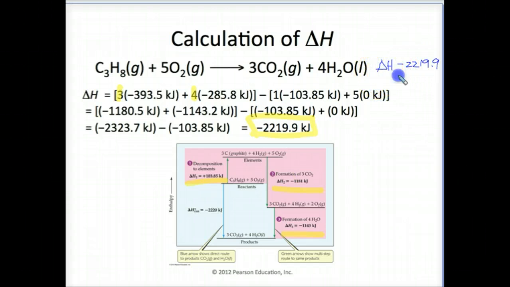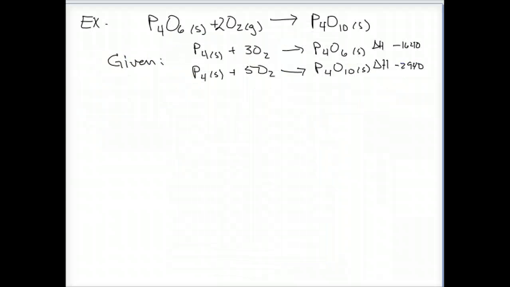And notice that my heat of reaction here is per mole of propane. So if I reverse this and I say CO2 and H2O is going to form propane and oxygen, then it would require 2,219.9 kilojoules of energy. So let's look at a quick example.